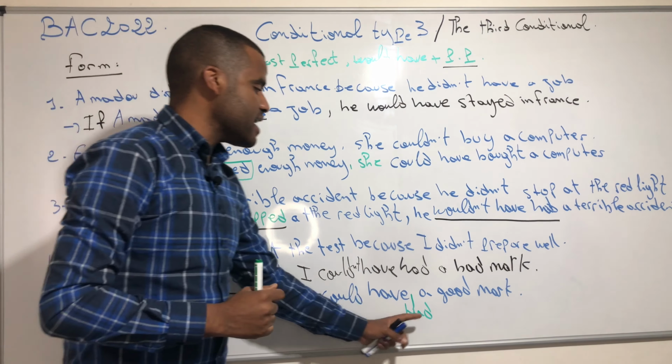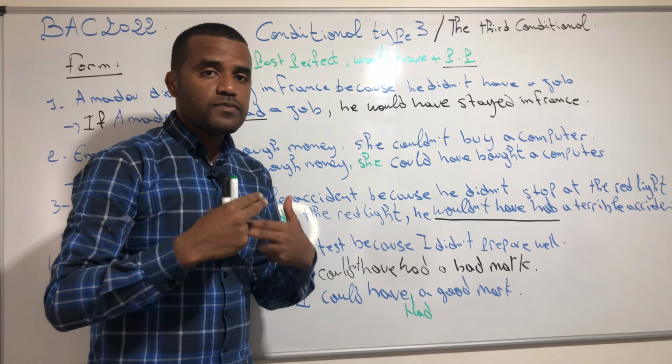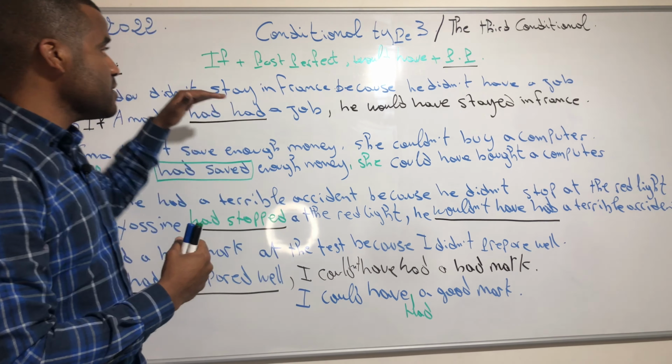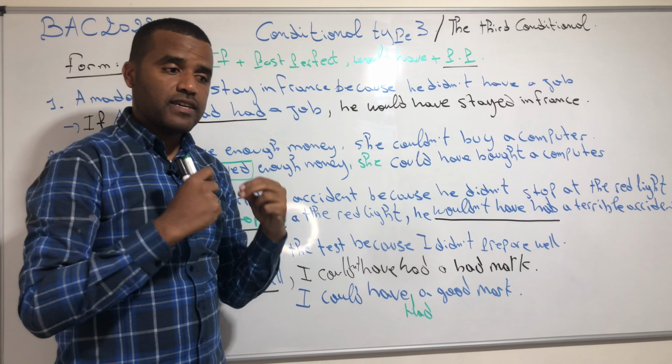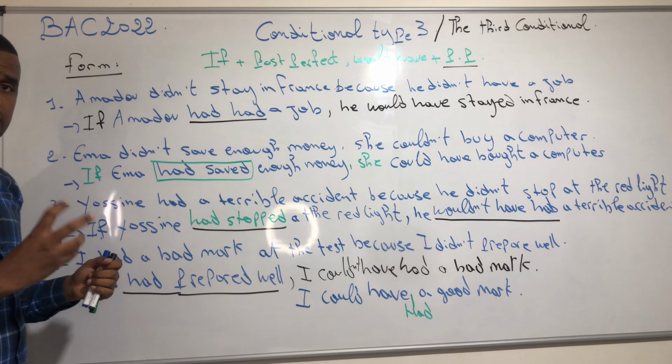So this is the lesson. This is conditional type 3, or the third conditional, or we can also call it the impossible conditional. We just have to memorize the rule, this is very important: if plus the past perfect, plus would have plus the past participle. We should memorize it. This is how they give you this lesson in national exams.